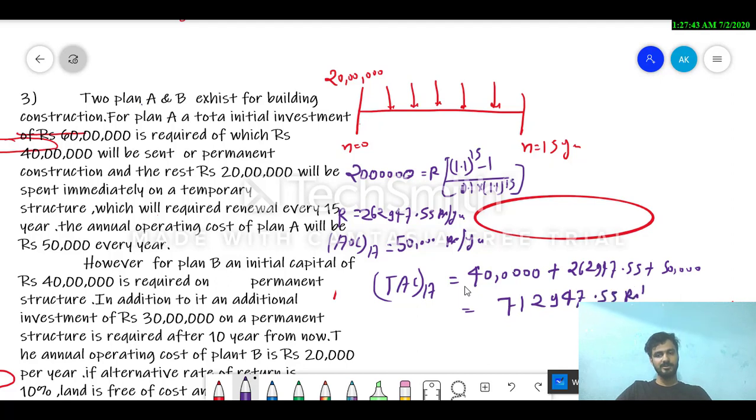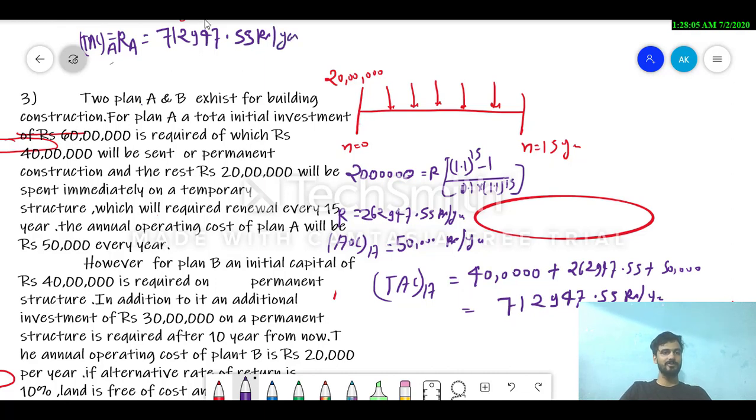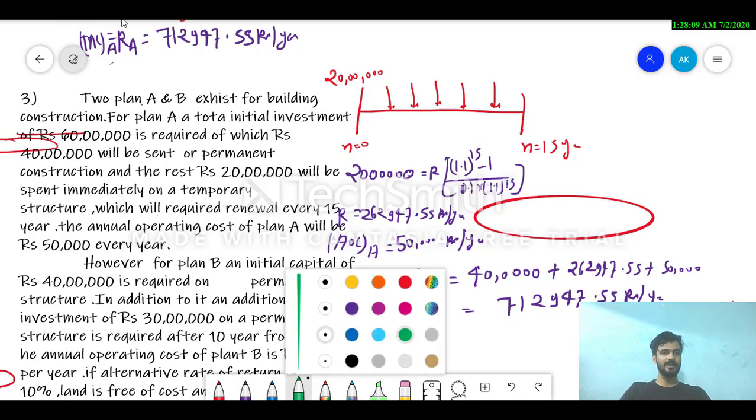That is equal to 712947.55 rupees per year. So I am writing here the total annual cost of A, that is RA, equal to 712947.55 rupees per year. That is the total annual cost of project A. My dear student, I have now calculated all these costs for project A.